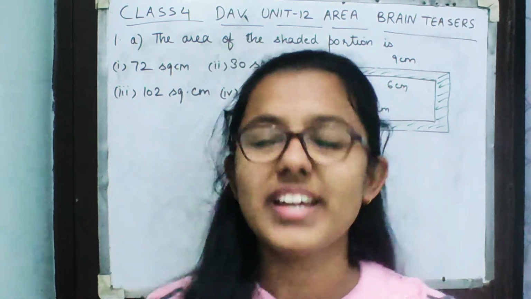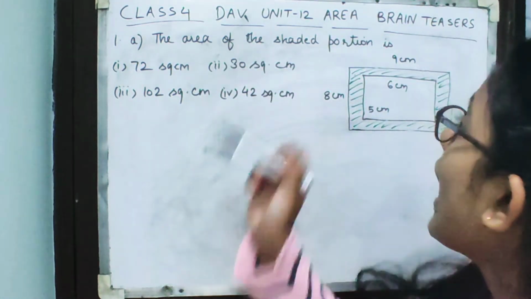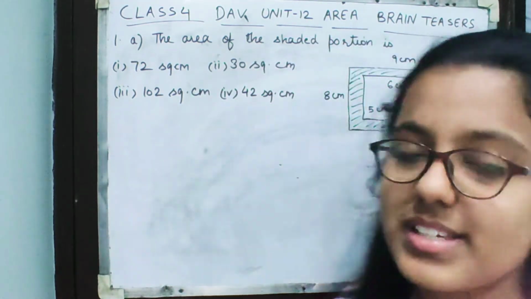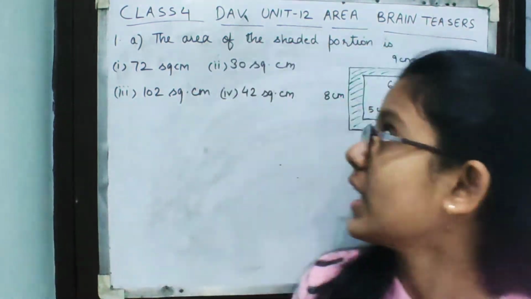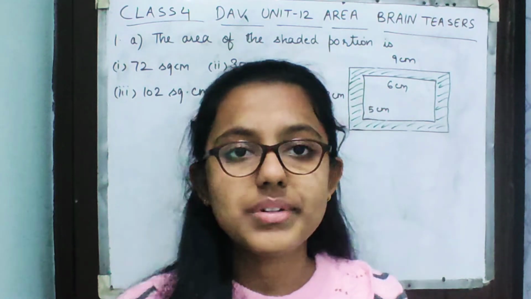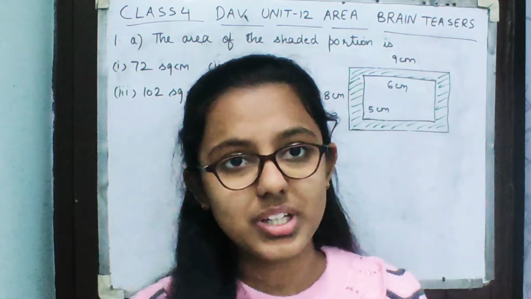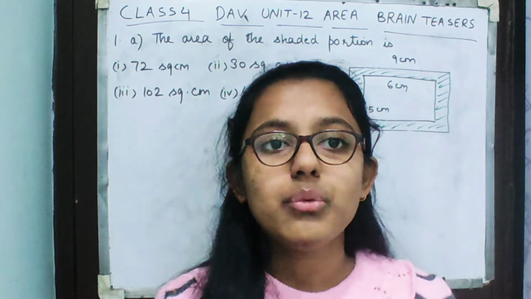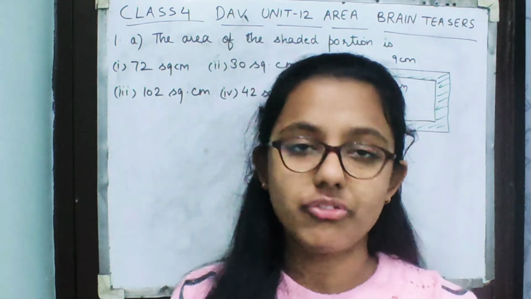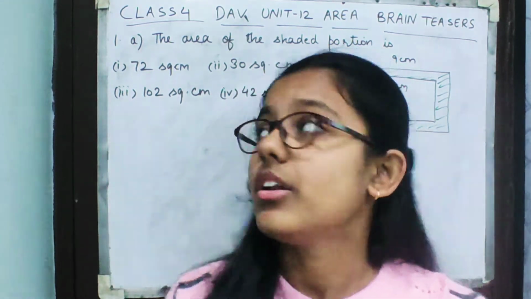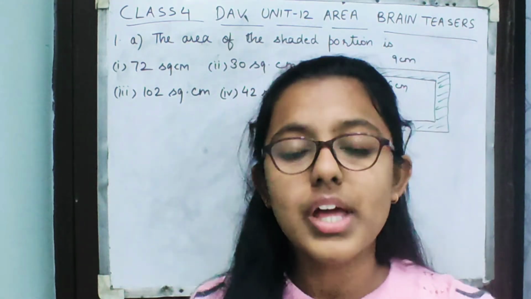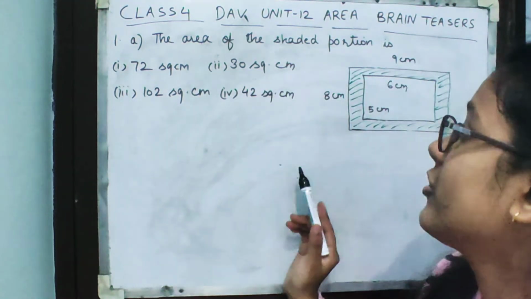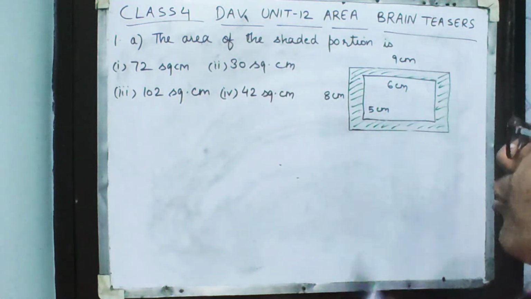So this is Khushi and today we are going to start with our unit 12 area brain teasers. We have already completed the explanation of our chapter area, and the explanation video is divided into two parts. Also, we have completed worksheets 1, 2 and 3 of the area chapter. Now today we are going to do brain teasers of this chapter. So let's start with our first question, that is, the area of the shaded portion is.